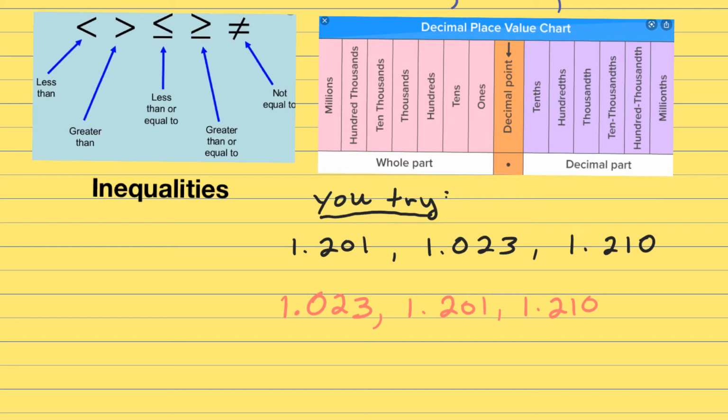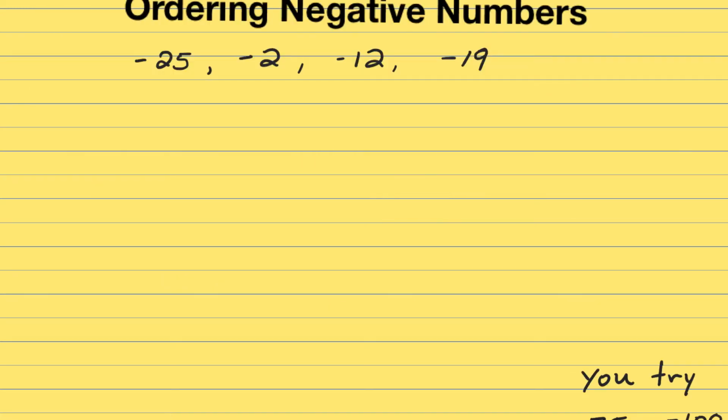So that's a little review. And if that's ordering, we can also compare. Can't we say 1.023 is less than 1.210? Yeah. So ordering and comparing kind of go hand in hand. Let's look at some more.